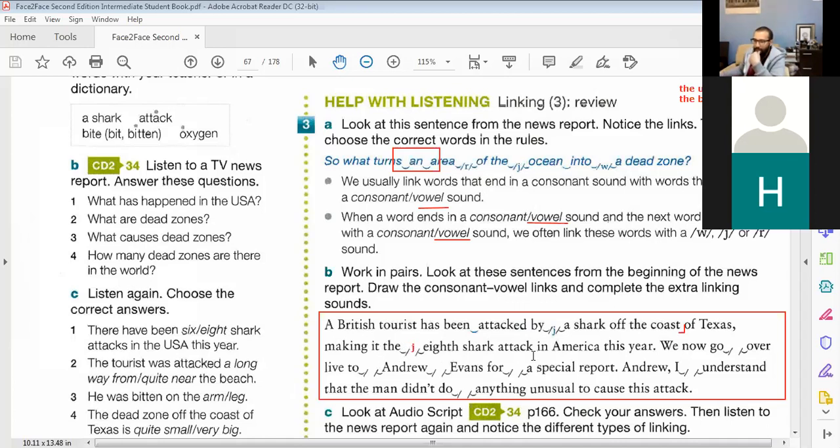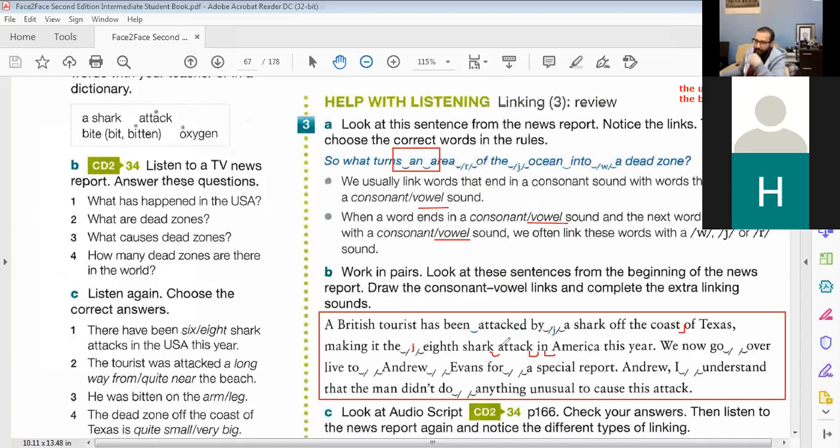The eighth shark attack. Is there a link here? Consonant vowel, right? Shark attack. Yes. Shark attack in, again, another one. Attack in America. In America this year. In America this, no, there's no link here because it has to be consonant vowel, not vowel consonant.